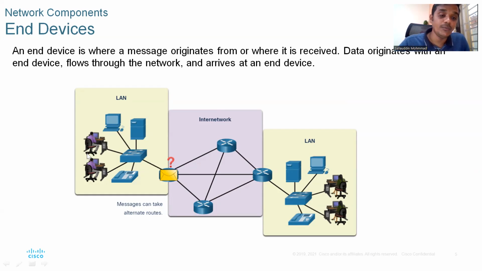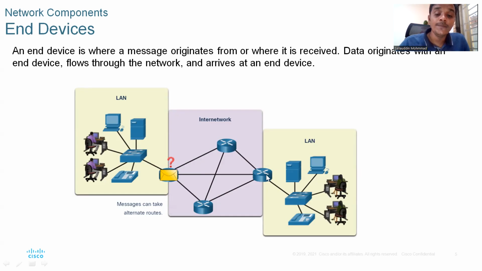Here we have two people sitting over there. They are interacting with the computer, not with the switch, not with the router, not with any cloud, not with any other internetworking devices. They are interacting with the end computer. And here also two people sit, interacting with the computer. Now these two people and those two people are communicating with the help of intermediate devices.